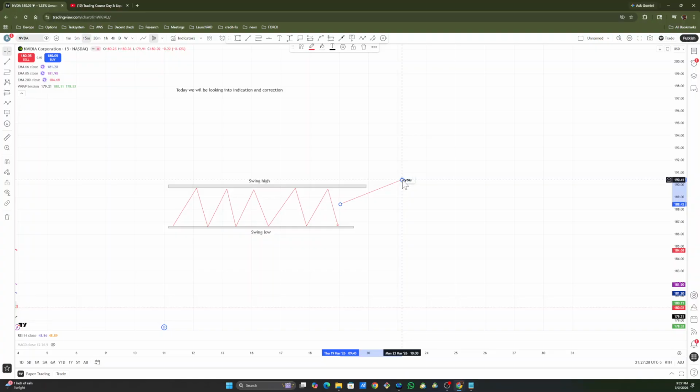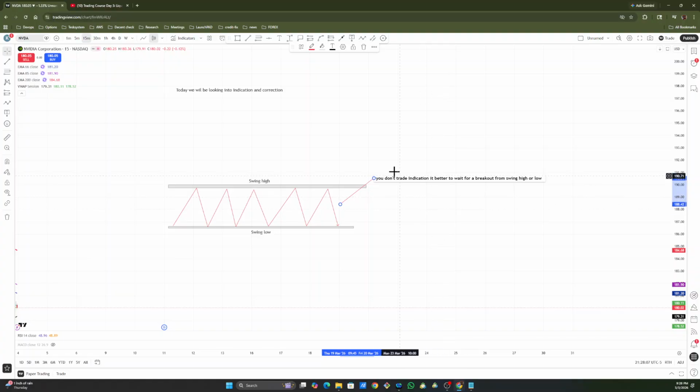Like I told you from the previous class, it's better to wait for a breakout from swing high or low. You never trade indication because you can't just trade the market when the market is not showing you a direction.